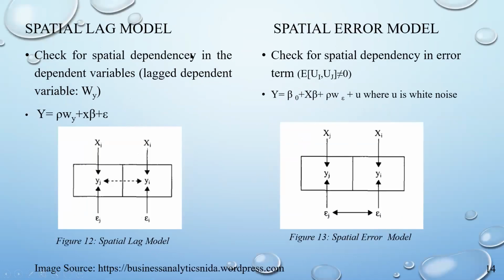Now the spatial lag model and the spatial error model, let me check my notes first. The spatial error model checks for spatial dependency in the error terms, while the spatial lag model checks for spatial dependency in the dependent variable. If we are talking in text, I think we won't understand. So in figure 12, we check the spatial influence on the dependent variable, and in this figure we check the spatial influence between the error terms. This is the explanation of the two models.